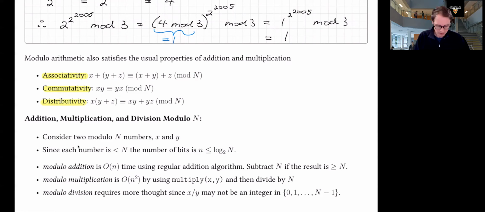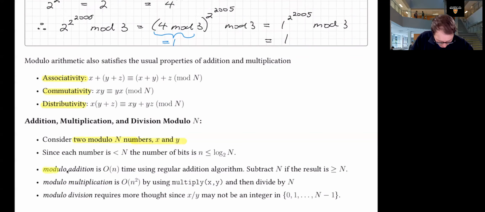So if I have 2 numbers, x and y, that are between 0 and N, since each number is less than N, its number of bits is some lowercase n, which is smaller than log base 2 of N, right? Because it takes only log N bits to represent the number capital N. So then modulo addition in this case is an order n operation where n is the number of bits needed to encode these numbers. And I just use the regular addition algorithm, and then I subtract off N if the result is bigger than N, because the result can be at most 2 times capital N.